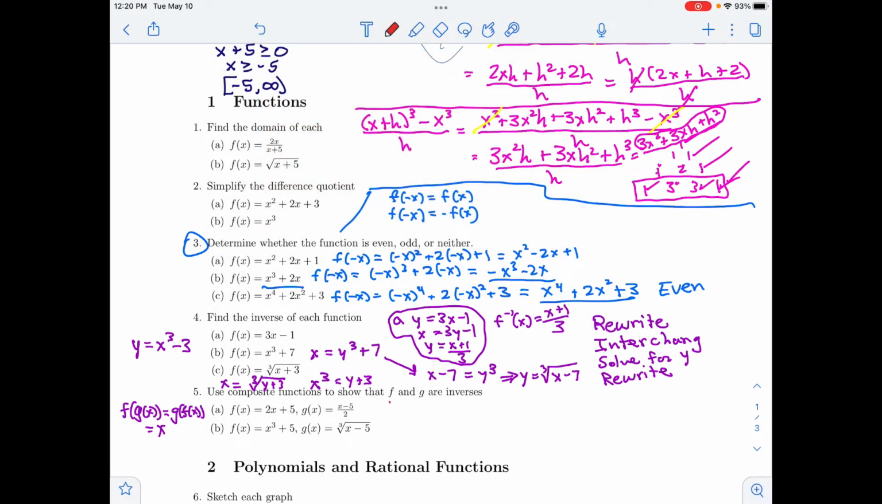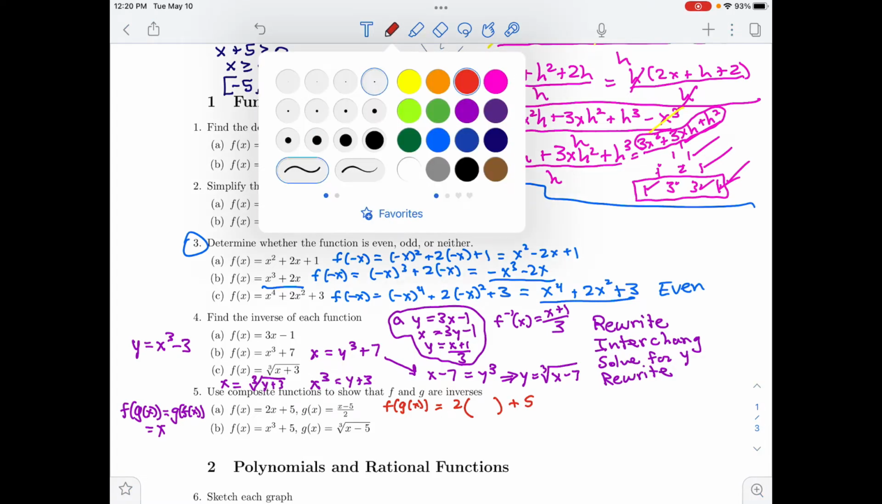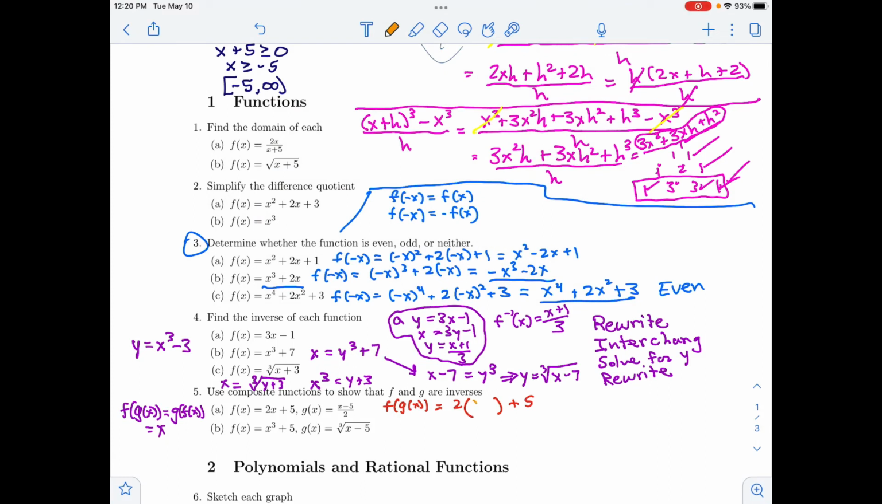Let's try this first one, f of g of x. Okay, so we have 2, leaving a blank where the x is, plus 5, and I'm going to put in the g function, which is x minus 5 over 2. Okay, well notice when we do that, the 2's cancel, and I'm left with x minus 5 plus 5 equals x. Good. So that gives us good evidence that those two are inverses.